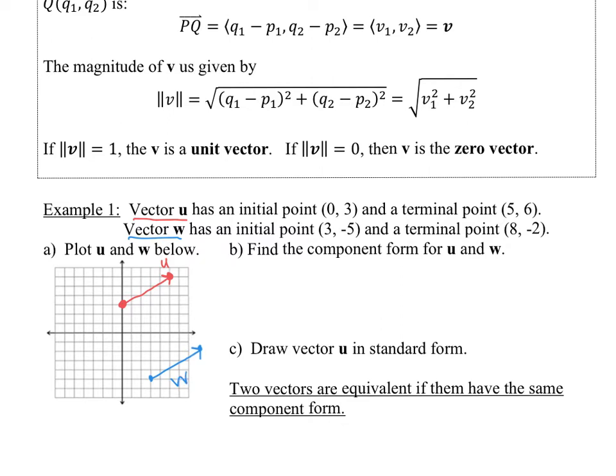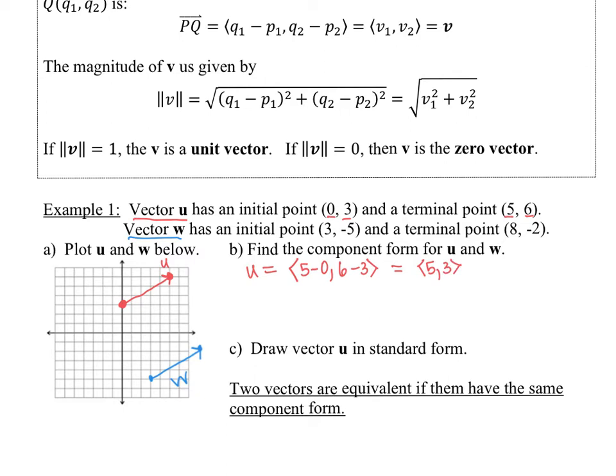Vector w. Okay, I'm going to find the component form for u and w. Okay, let's start with u. Component form, I use those pointy brackets. For the x component, I do terminal minus the initial, and you don't have to show your work on these, but these are notes, so we're going to do it that way. And then the terminal minus the initial in the y direction, which means the component form is 5, 3.